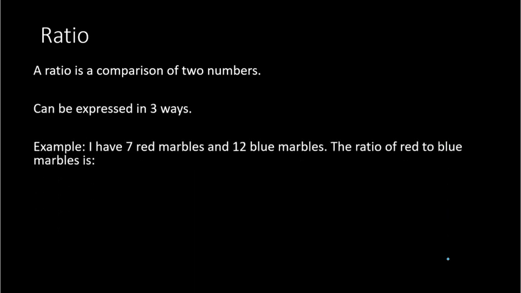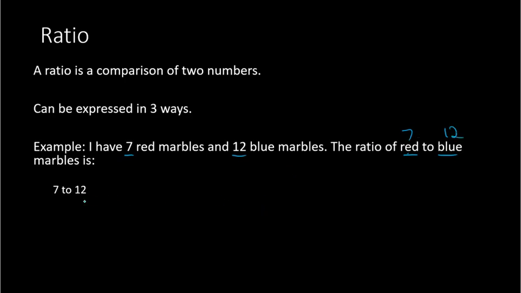For example, let's say we had 7 red marbles and 12 blue marbles. The ratio of red to blue marbles is going to be comparing the two values, for red and for blue. So the ratio of red to blue marbles would be 7 to 12, because we have 7 red marbles and 12 blue marbles.